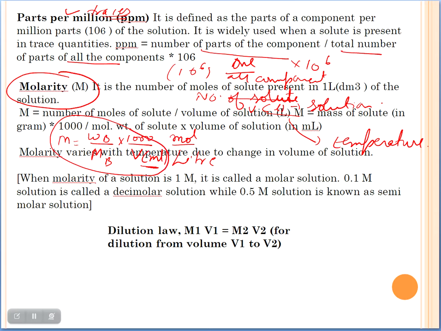Now the next part: if the molarity of a solution is 1 M, it is called a molar solution, and a 0.1 M solution is called decimolar, and if a 0.5 M solution is there, it is known as a semi-molar solution. Semi means half. This is the dilution law, M1 V1 is equal to M2 V2, which we have used in titration practicals, where one is known and the second one is an unknown.